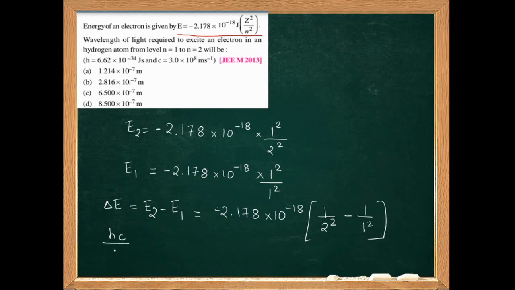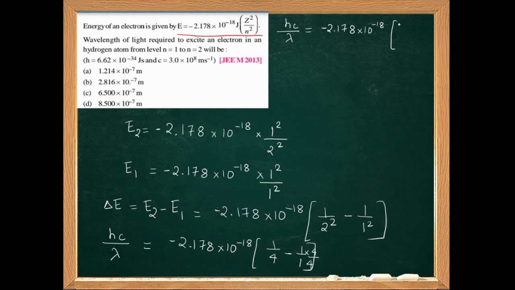H into C upon wavelength. This will be minus 2.178 into 10 to the power minus 18, and this will give us 1 upon 4 minus 1 upon 1. If I have to solve this, I'll have to equalize the denominators. So HC upon wavelength is equal to minus 2.178 into 10 to the power minus 18 into 1 minus 4, which is minus 3 upon 4. So the minus and minus signs get cancelled.